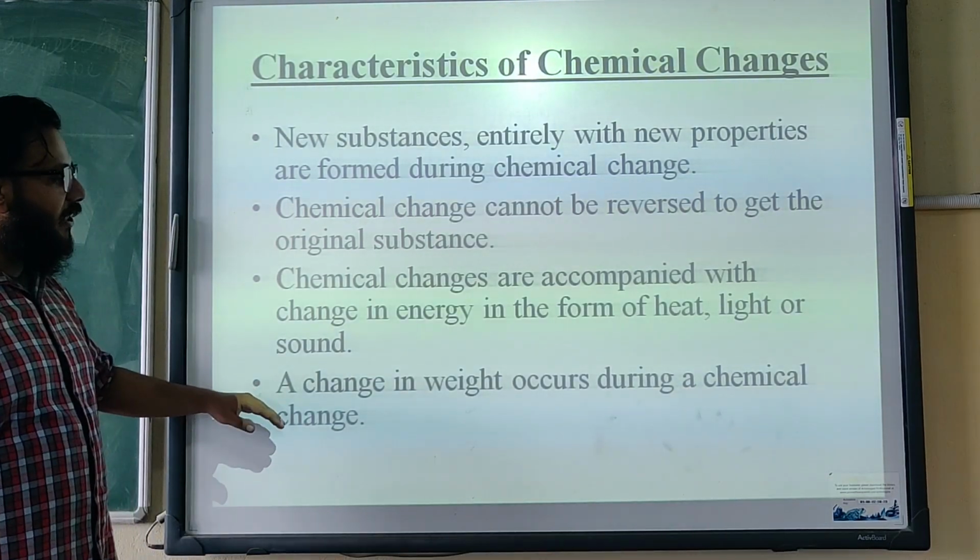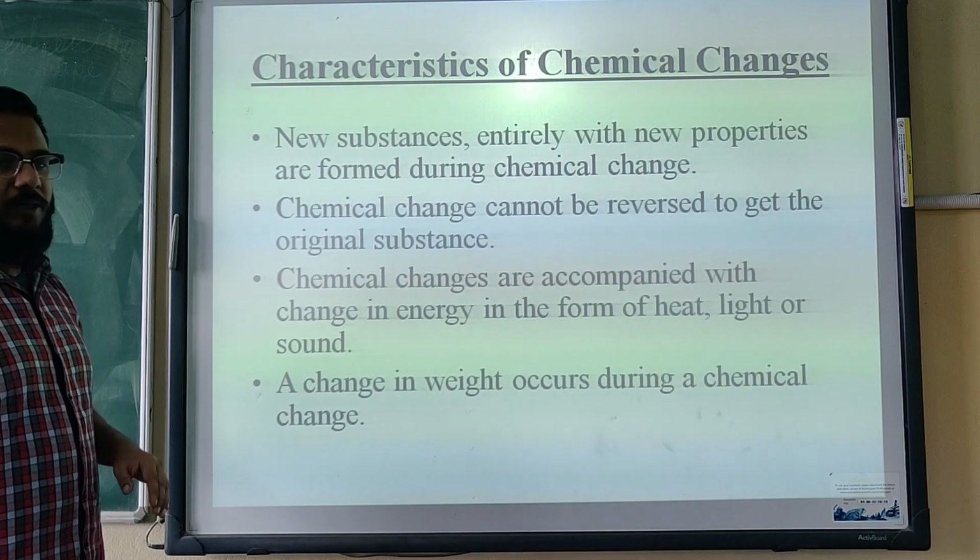The last point, a change in weight occurs during a chemical change.